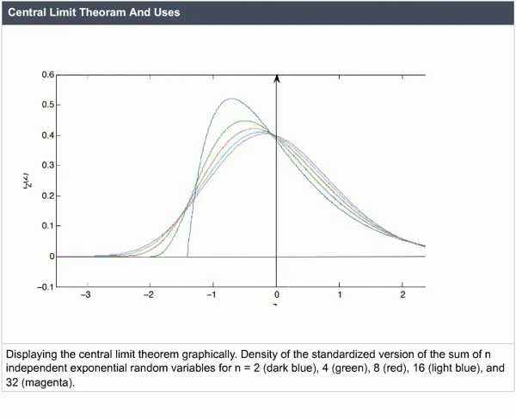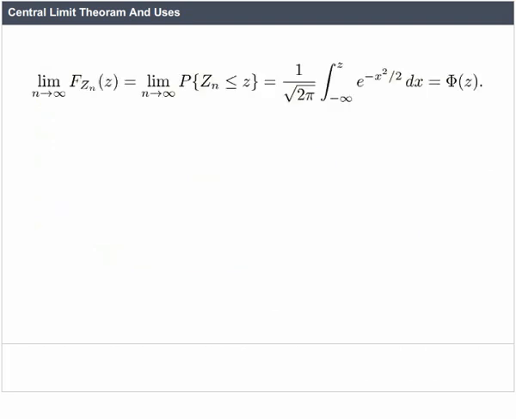Displaying the central limit theorem graphically: the density of the standardized version of the sum of n independent exponential random variables for n equal to 2, dark blue; 4, green; 8, red; 16, light blue; and 32, magenta. Limit as n tends to infinity, F_Zn(z) equals the limit as n tends to infinity of the probability of Zn less than or equal to z, equal to 1 over the square root of 2 pi times the integral from minus infinity to z of e to the power minus x squared by 2 dx, equal to Pi(z).